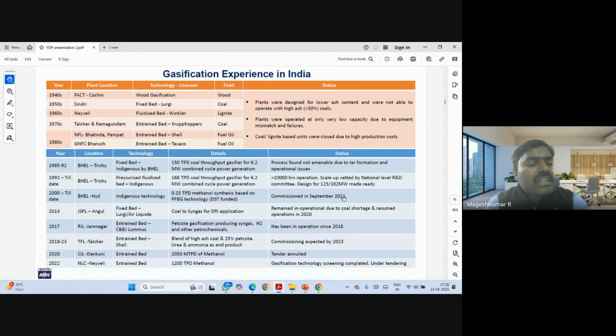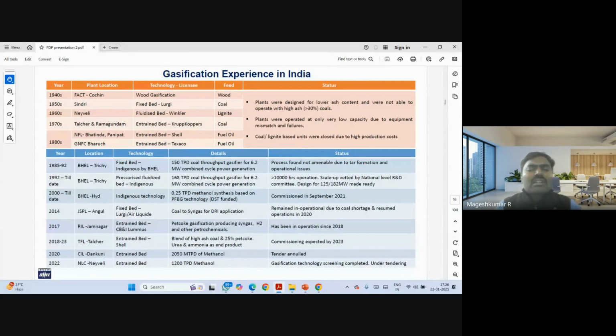Similarly, by JSPL Jindal Steel in the Angul plant, they put a fixed bed, Lurgi air-liquid. Actually, here what they are using is a washed coal, in the sense they are reducing the ash content. The coal is washed and converted to syngas, which is used for DRI application, that is, in the steel reduction process. They have been using this, and it is in operation even now. In between, it had been stopped for a while and then put back in operation.